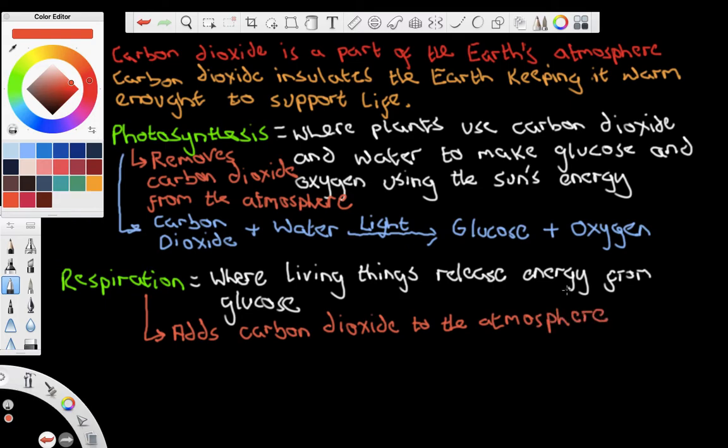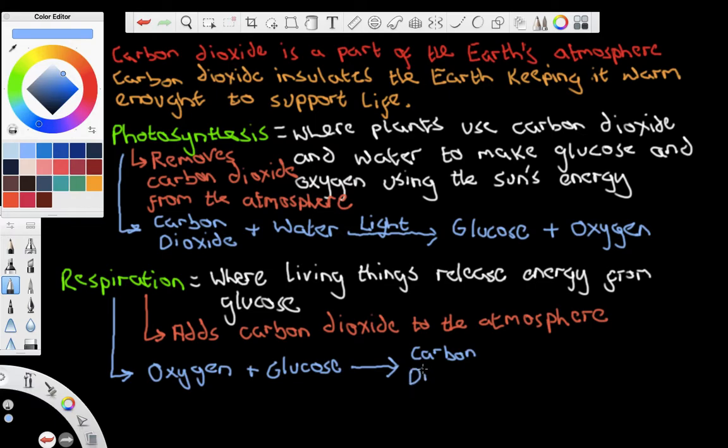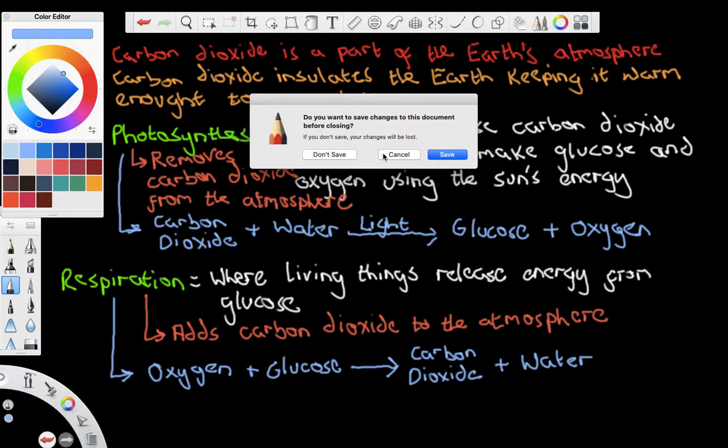Now, to make this easy to remember, respiration is the reverse of photosynthesis, except without using light. So if we were to write the word equation for respiration, we would have oxygen plus glucose makes carbon dioxide and water. So photosynthesis takes in carbon dioxide from the atmosphere, whereas respiration adds carbon dioxide to the atmosphere. Keep these two definitions in mind because we're going to be referring back to them in a moment.